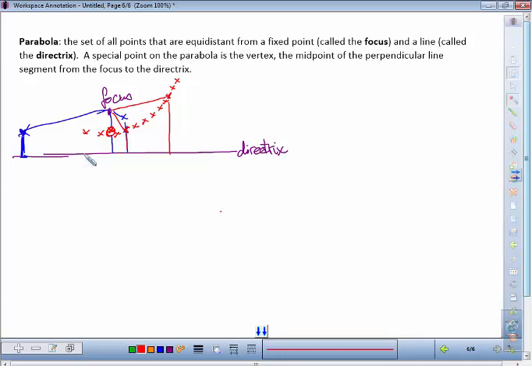The vertex is the lowest point of the parabola. Well, it depends. If the parabola is turned the other way, it's going to be a special point in the parabola for sure. So if your parabola goes down, then it's going to be the highest point. And we also will allow for parabolas to go sideways, because we're really just looking at a relationship between a line and a focus point.